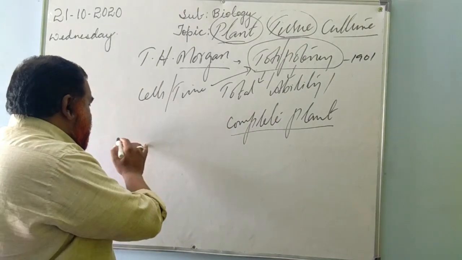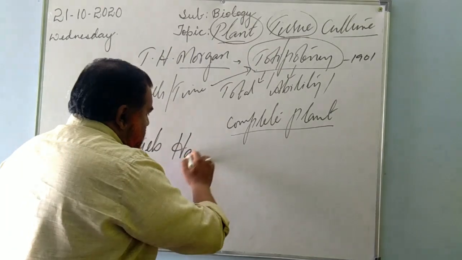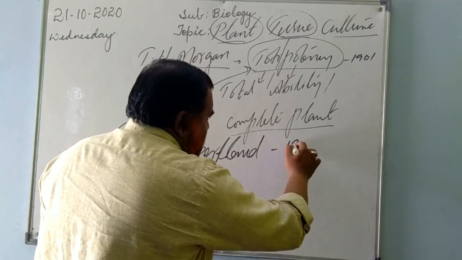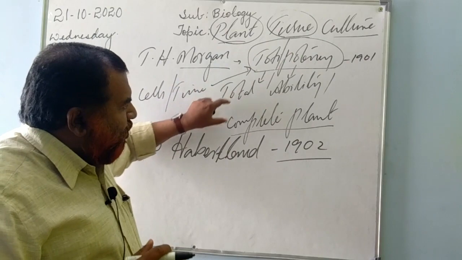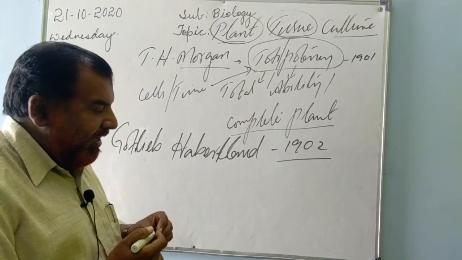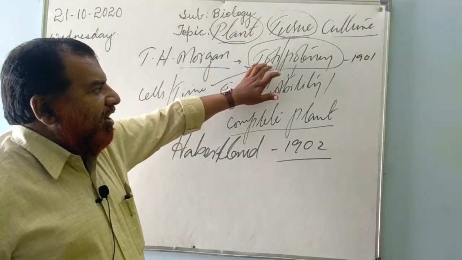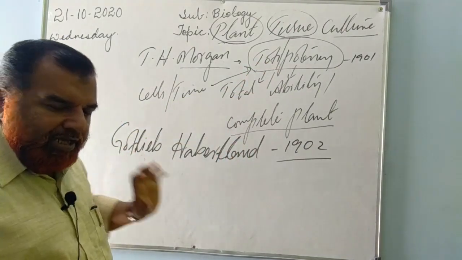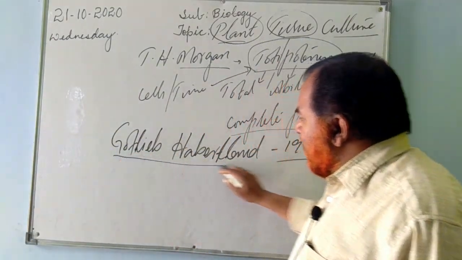Then one more scientist by name Gottlieb Haberland, in the year 1902, practically proved the ability of these plants. He thought of this concept and started it, but in the practical laboratory, this ability of plants to give rise to a complete plant of its own kind was demonstrated, practically experimented and shown by the scientist Gottlieb Haberland.